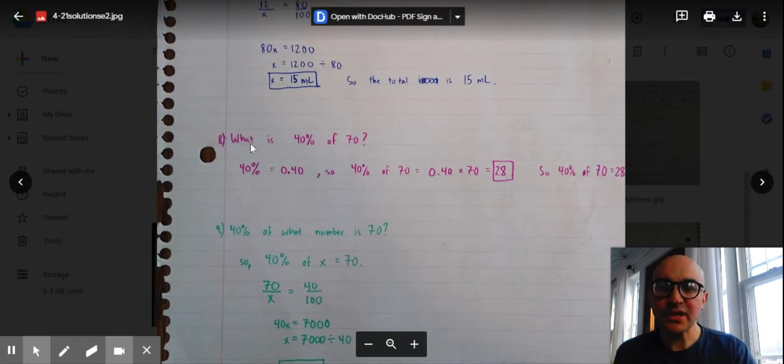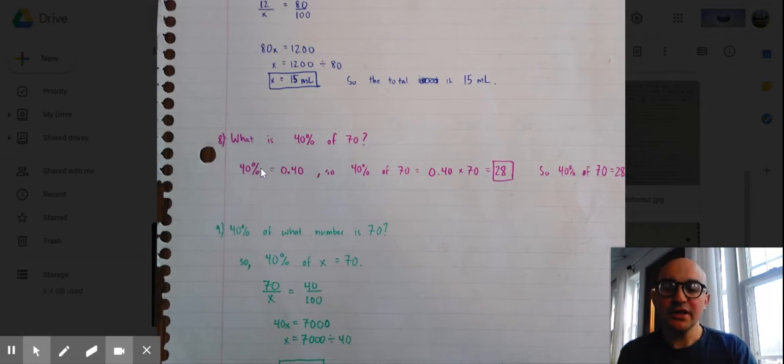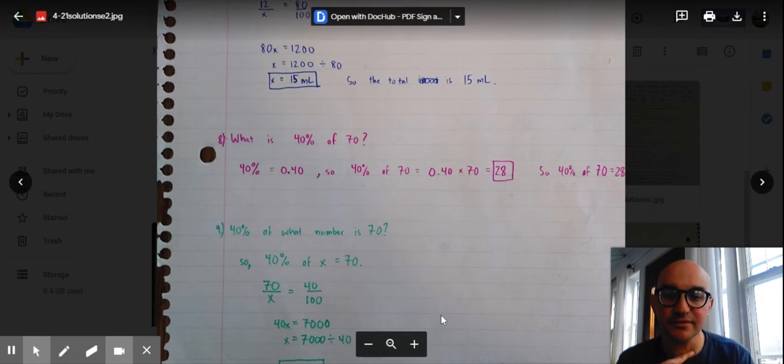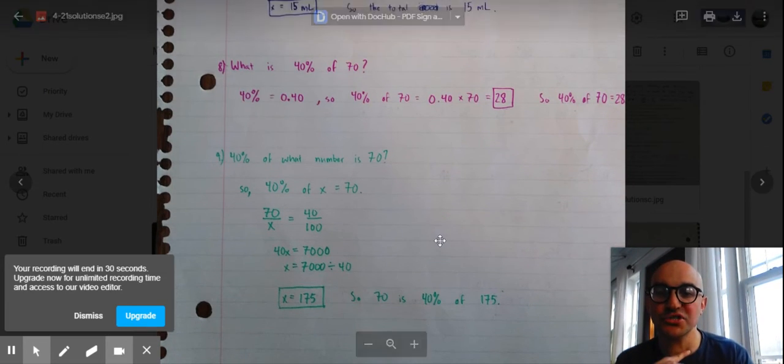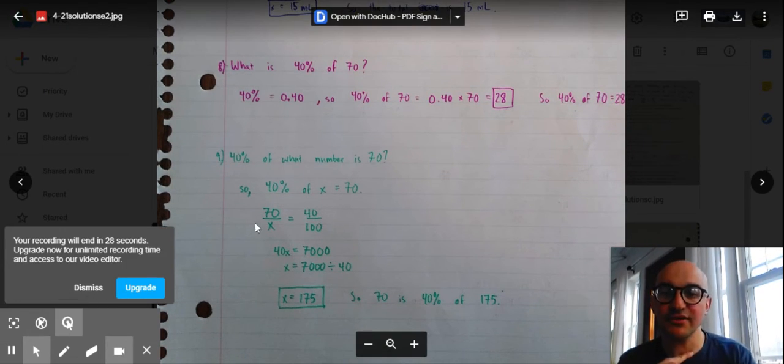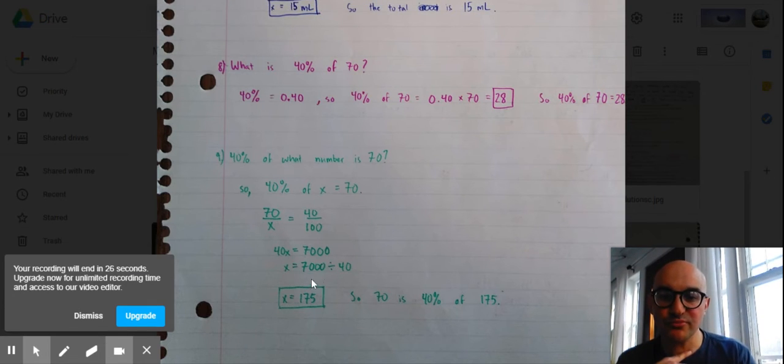Problem number 8. What is 40% of 70? Here I'm going to do decimal conversion, so 40%, I convert to decimal 0.40. So 40% of 70 is 0.40 times 70, I get a value of 28. So 40% of 70 is 28. Number 9, 40% of what number is 70? So set up a proportion problem, cross multiply, and there you have it.